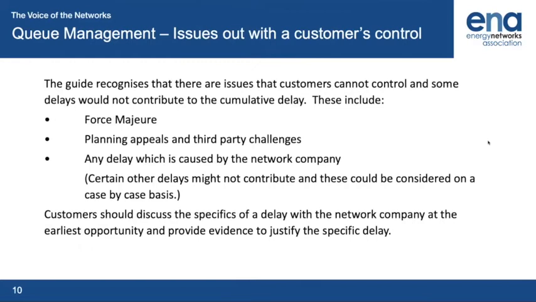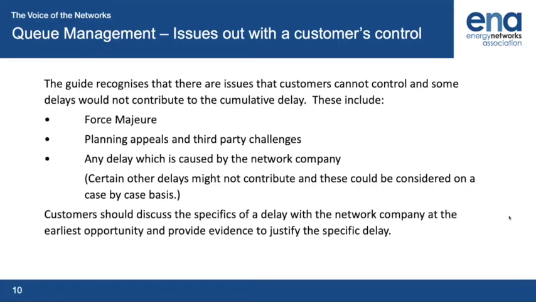Now, another area trying to recognise areas of flexibility. When we had a briefing with BEIS and Ofgem, some of their staff also asked about issues outside a customer's control. So you're going to fail against your milestones, but it's not your fault. It isn't that you forgot to order some plant or whatever. So we just did some indicative ones. Force majeure, that's a pretty standard clause in contracts. There could be planning appeals and third-party challenges. If there was a delay caused by the network company, so if the delay is my fault, that's outside your control.